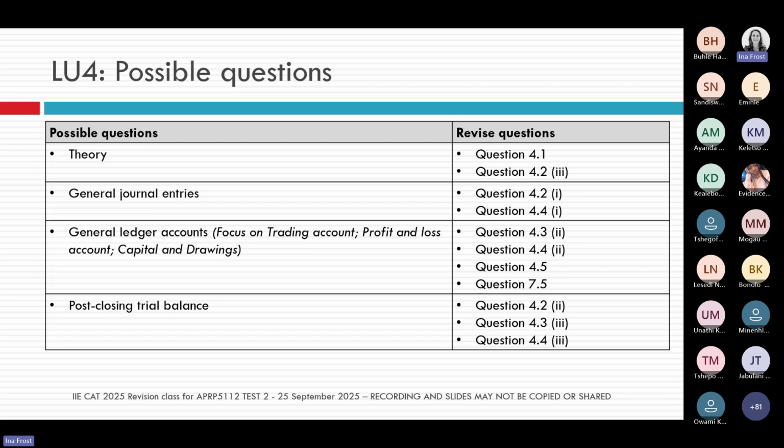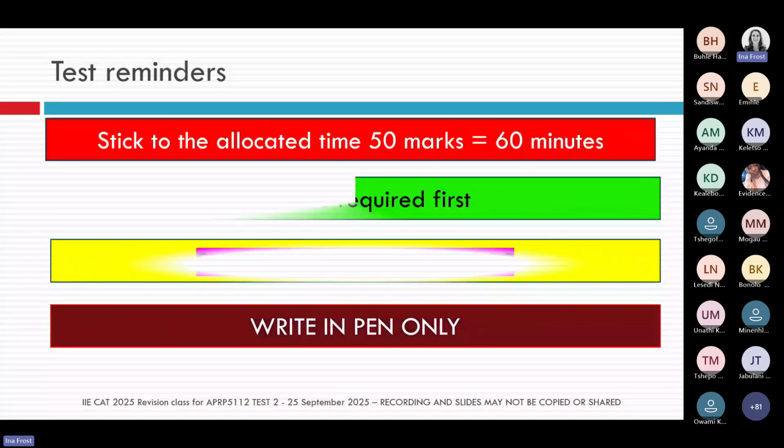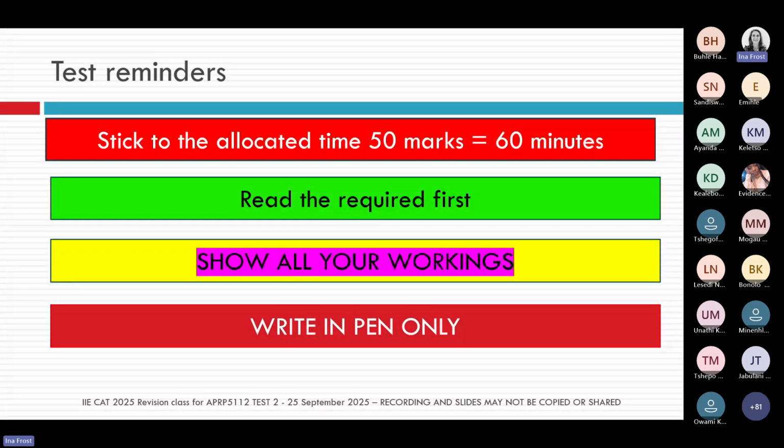Okay, then just a few last reminders from myself and Evidence. Remember, you'll have 60 minutes to complete your paper. It's for 50 marks, and make sure that, as I've shown you how to calculate how many marks you can spend per question, please don't overrun, particularly not on the earlier questions, because that's going to impact you in your later questions in the paper.